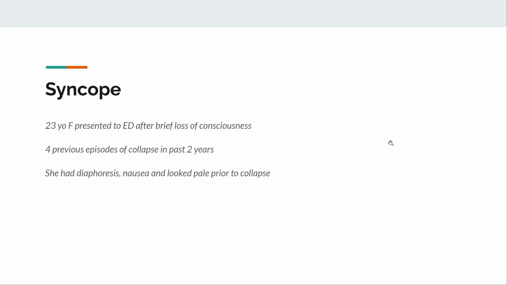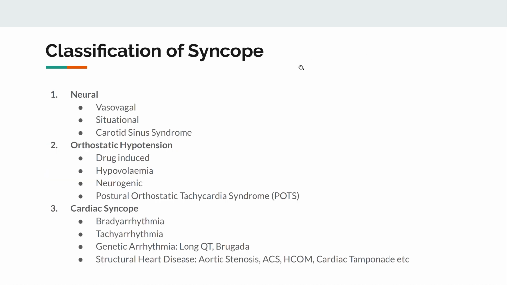Syncope. This is something that you work up all the time on Gen Med. So we've got a 23-year-old female presented at ED after a brief loss of consciousness. She's had 4 previous episodes in the past 2 years. She was sweaty, nauseous, and looked pale before she collapsed. How do you classify syncope?